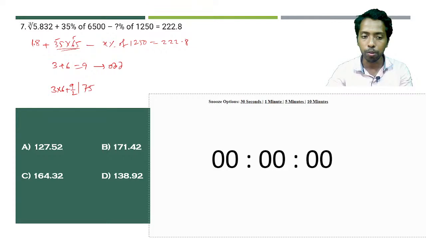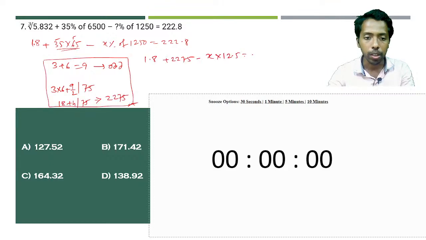This is for 36 into 75. Not necessary to be done, but for your understanding, I have done it here. 1.8 plus 2275 minus x%, that is x into 12.5 equals 222.8. Now this is 221, and here it is 2275 minus x into 12.5. Okay, just try to fix it.